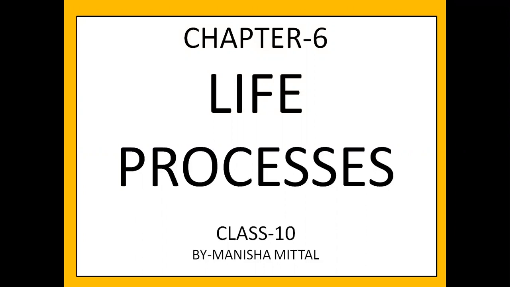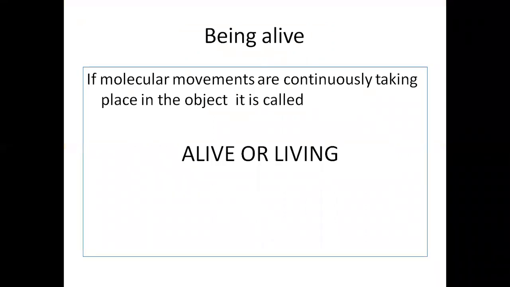So what do we mean by being alive? What are living things? Let us see. Being alive means there is a continuous molecular movement taking place in an object or a thing. These molecular movements are continuous. They are occurring to achieve some goal, and these movements of molecules are taking place on a fixed path. If these types of movements are continuously taking place, then we call that object a living thing, or alive.